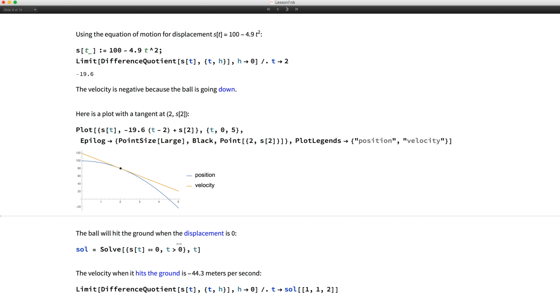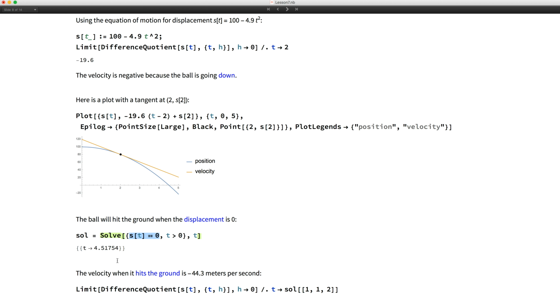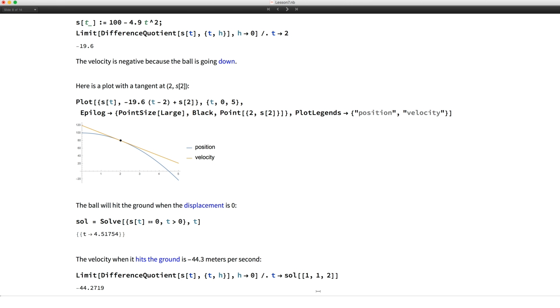Okay, the question now is, what happens when the ball hits the ground? Well, when the ball hits the ground, the displacement is 0. So you solve that equation, which just says that the displacement is 0 when the time is about 4.517. And you can plug that into the derivative, the speed, and you get back negative 44.2719. So that's the way to find out what the speed is when the ball hits the ground.